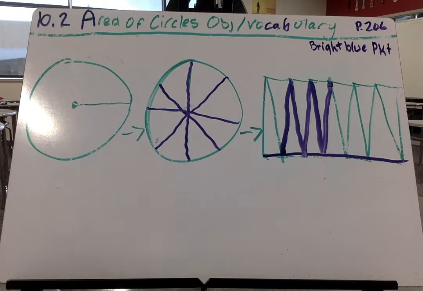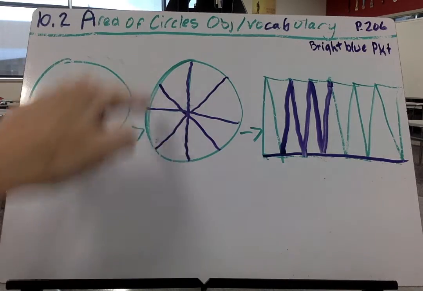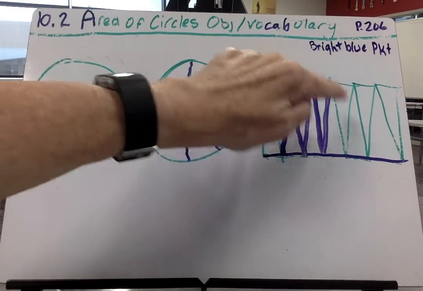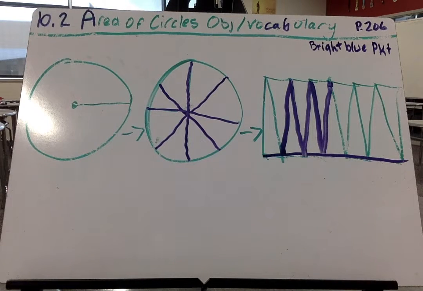A circle can be turned into another shape by cutting it into cone-shaped pieces. If you have a circle like this, cut it into pieces and put it together like that, you can get it to look more like a rectangle. I'm not going to worry about the base and the height. The main thing I want you to put at the top of the page is the formula for finding the area of the circle.